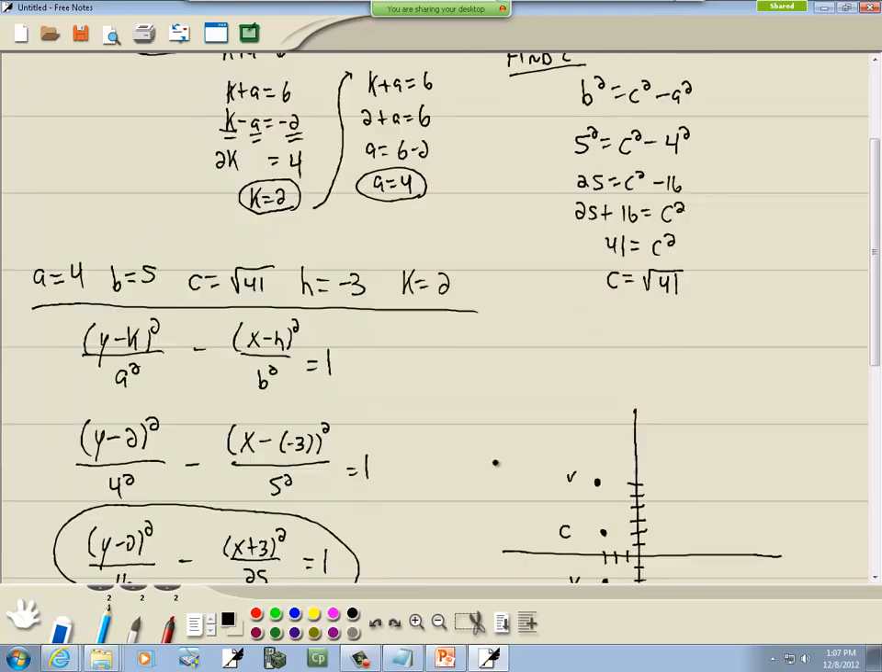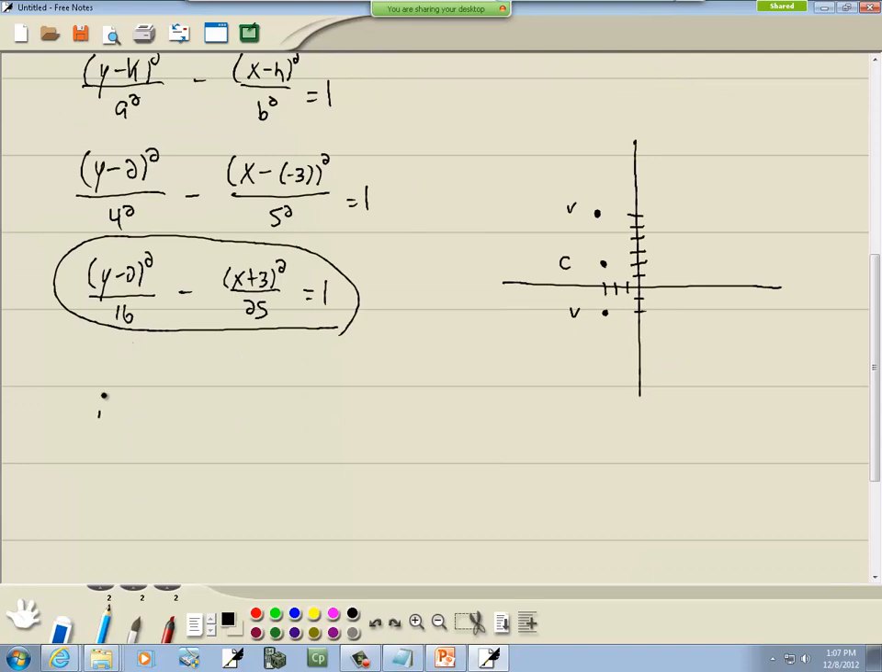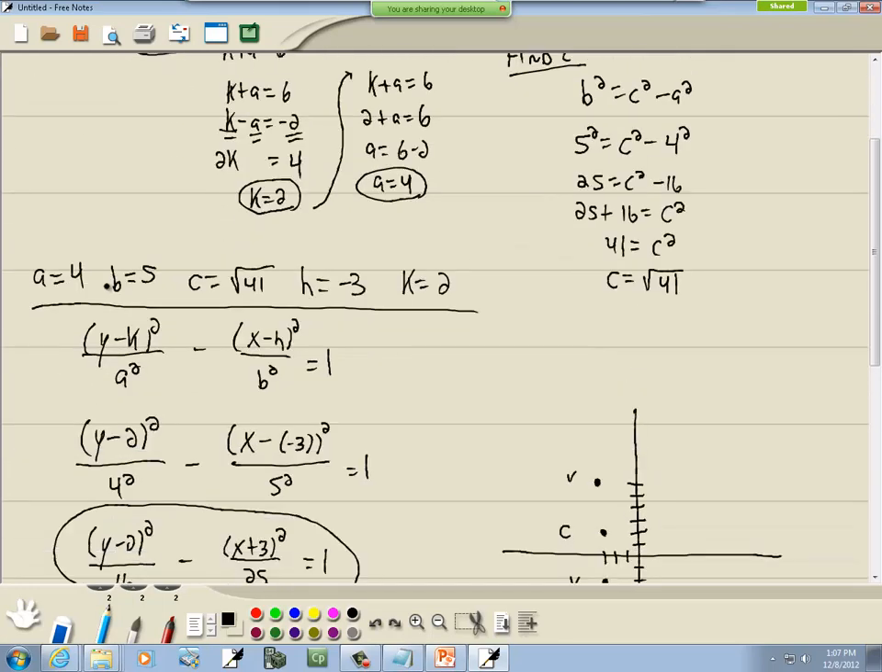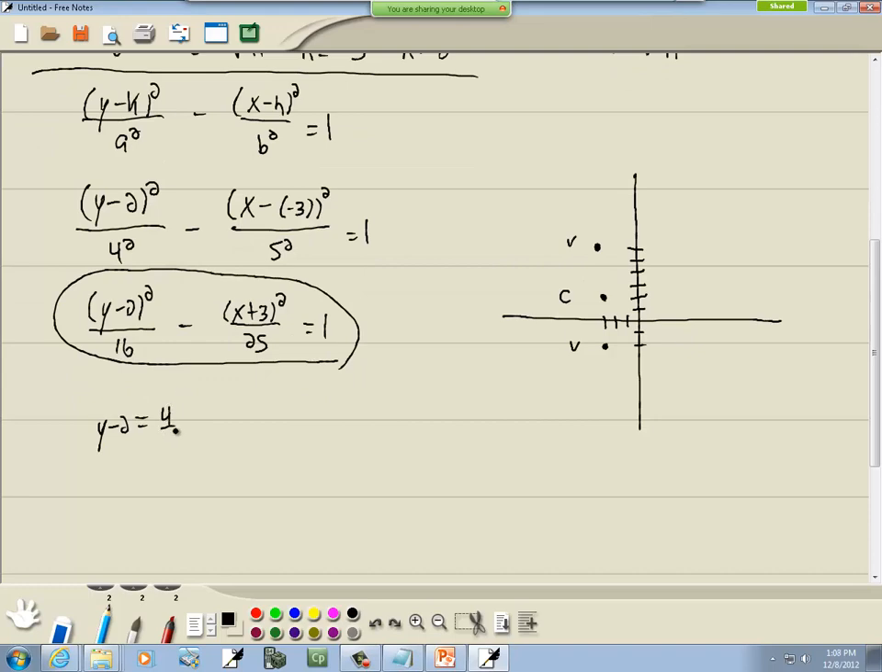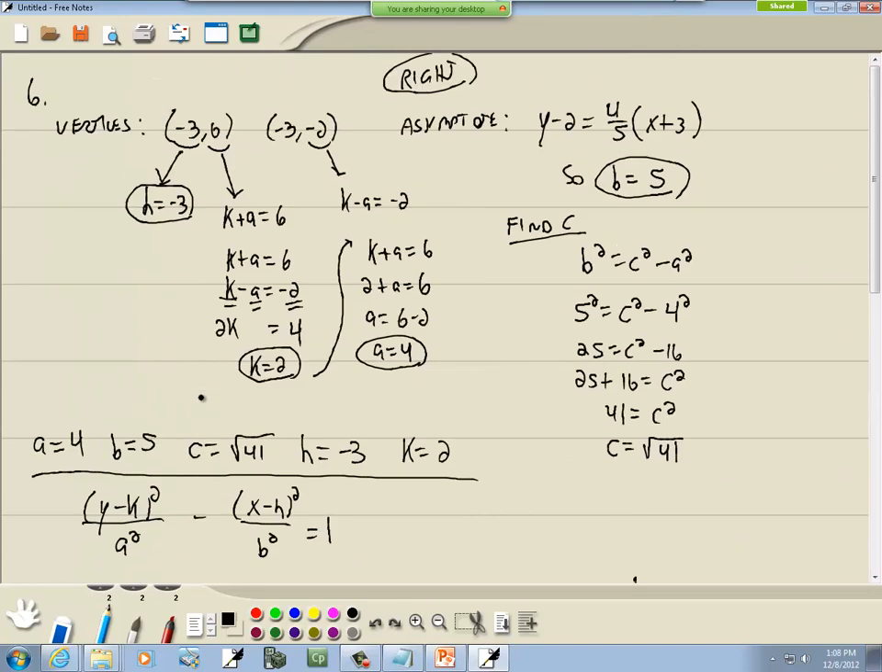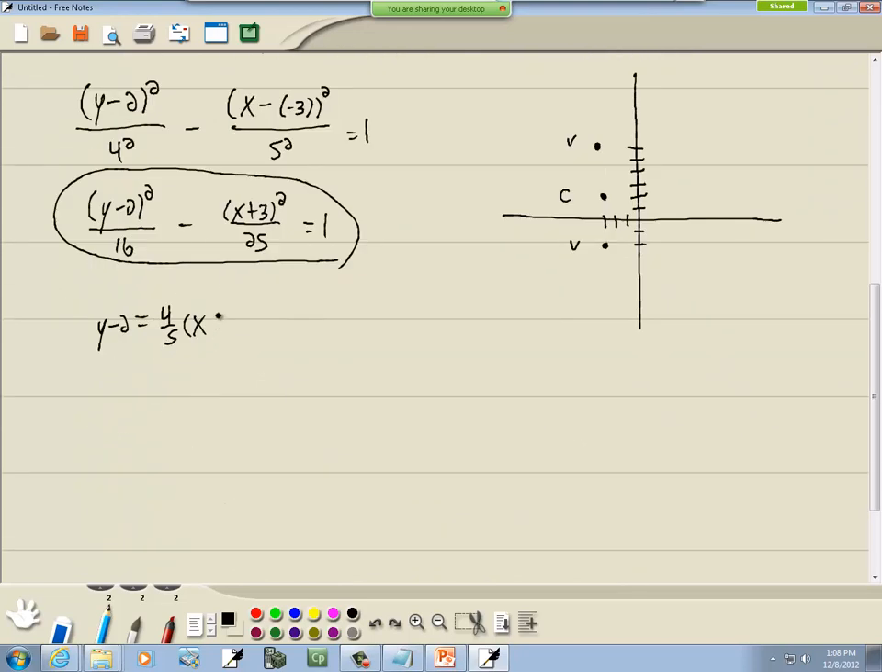Asymptote was y minus 2. Oops. I thought I had to slide up there. Y minus 2 is equal to 4/5 times x plus 3. I need to put that in slope-intercept form. Take 2 over. 4/5 times x is 4/5 x. 4/5 times 3 is 12/5. I take negative 2 over, it becomes a positive 2. So we got y is equal to 4/5 x plus 22/5, like that.